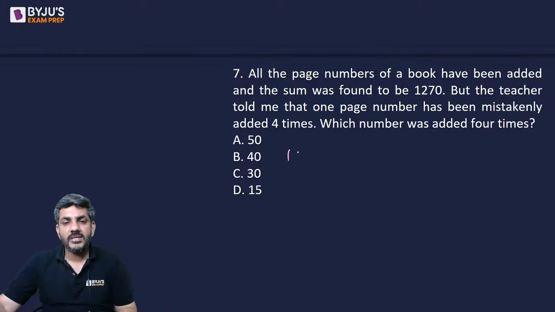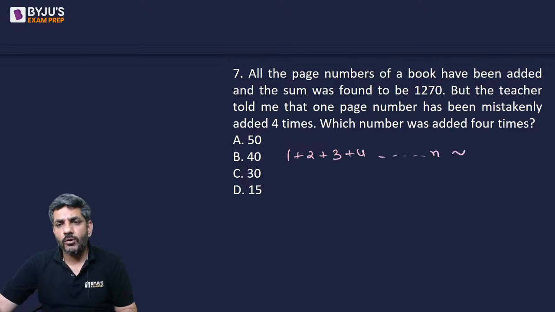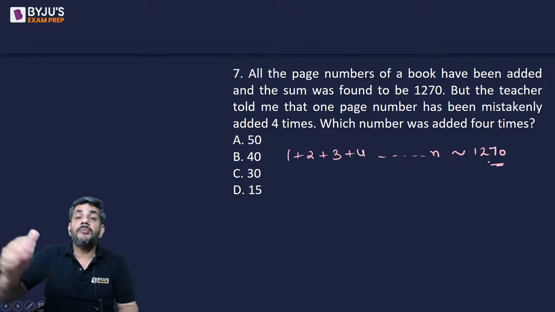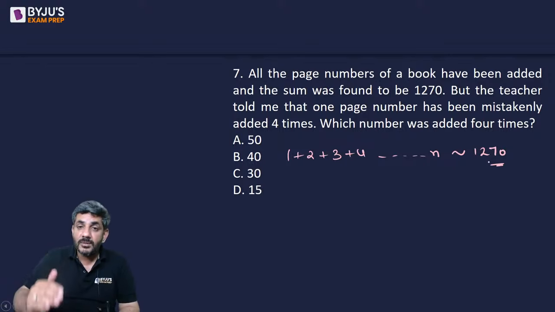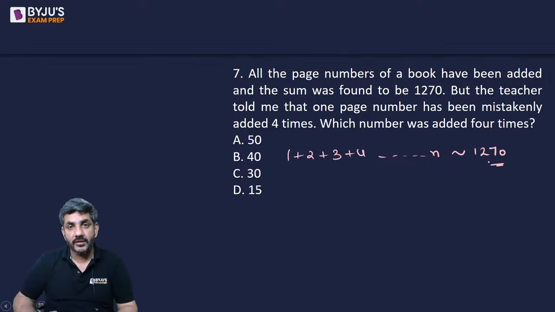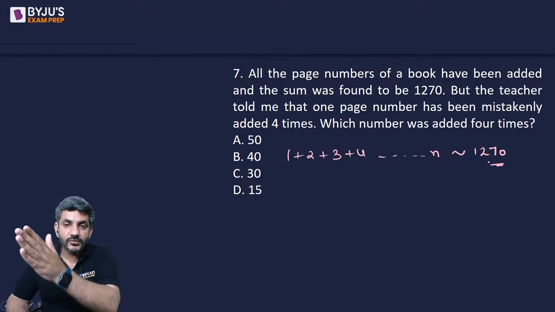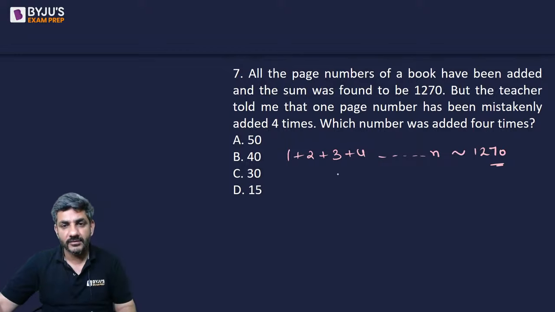So let us say the page numbers are up to n. So 1 plus 2 plus 3 plus 4 up to n. Can I say it is close to 1270? Rather less than 1270? भाई किसी नंबर को आपने 3 बार ऐड कर दिया तो ये सम जो आया है, it would be more than what the sum should have been. उससे तो हल्का सा ज्यादा आया है ना. So 1 से लेके n तक का सम should be slightly less than 1270.